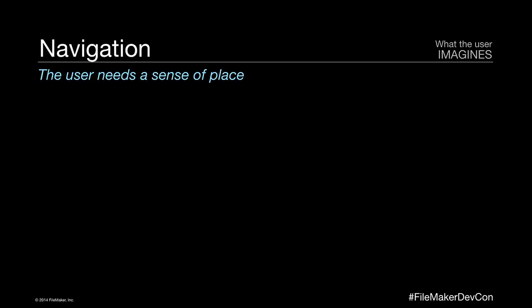Navigation works best when the user has a clear sense of place. The mental model is your best guide for designing navigation, for constructing that imaginary building that the user will be exploring. And the user is going to need something to orient themselves in that space.